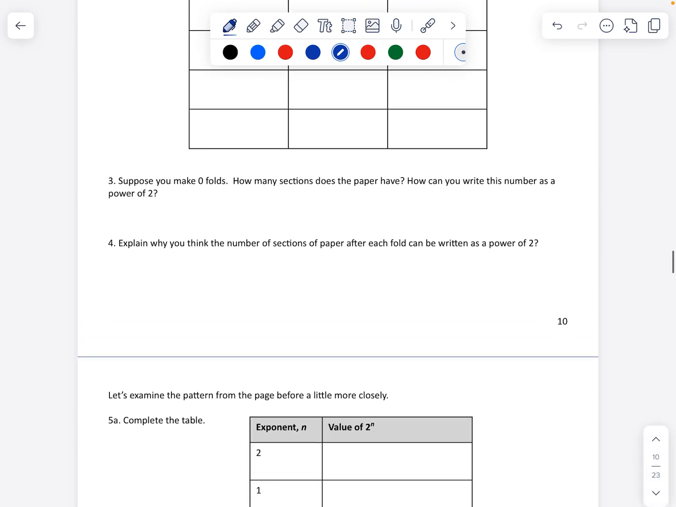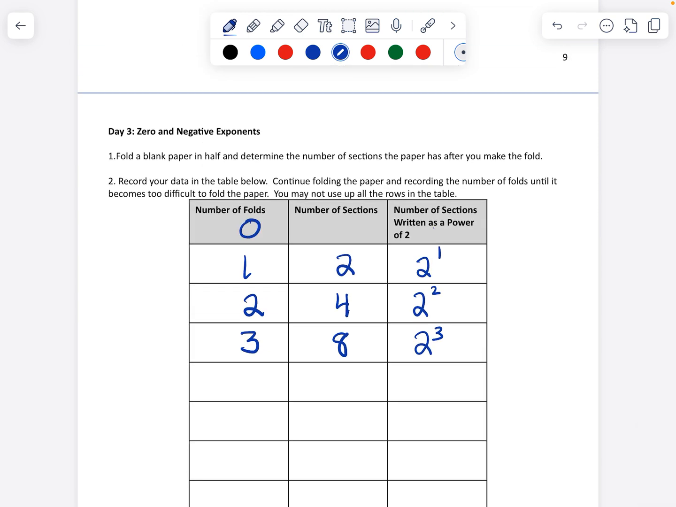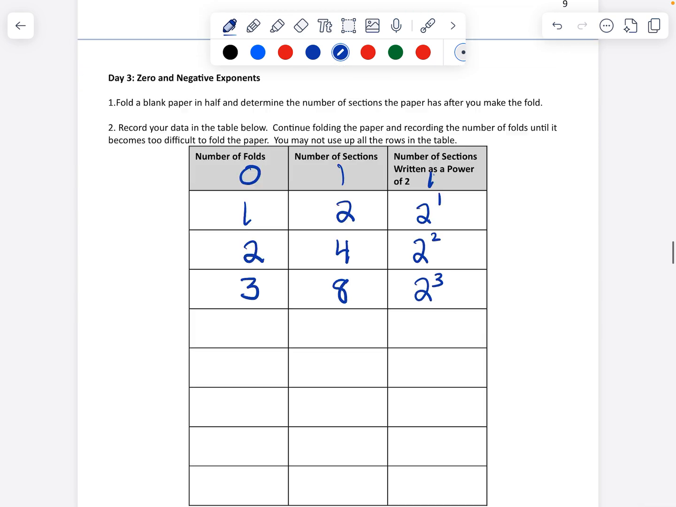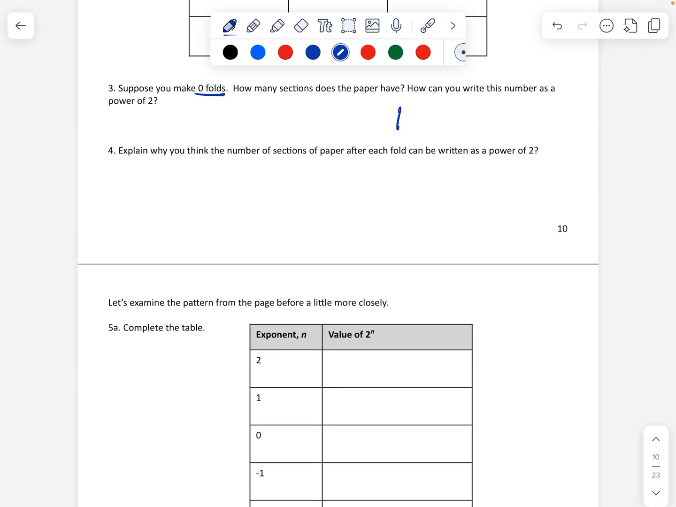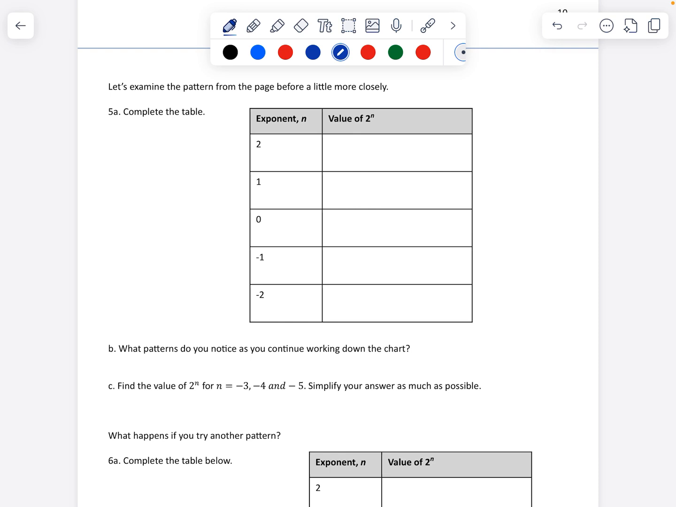So suppose you make 0 folds. How many sections of paper does it have? Well, with 0 folds, I would only have 1 section. So that would be like 2 to the 0. And how can it always be written? Because you're always doubling it. It's folding in half. So if I was to write this out, let's see.